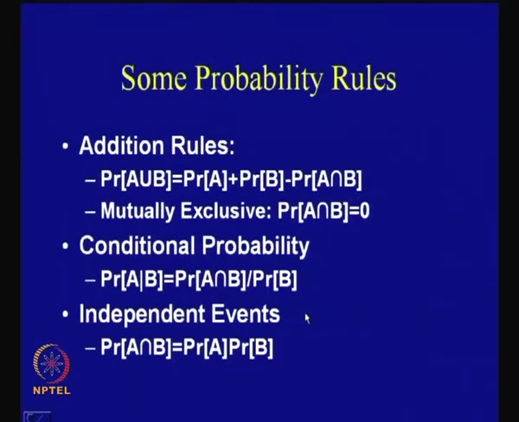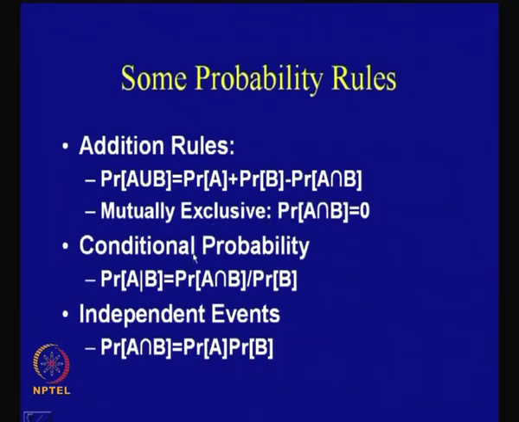Some of the very elementary probability rules are as follows. You know this, but this is a recapitulation. Probability of A union B is equal to probability of A plus probability of B minus probability of A intersection B. If they are mutually exclusive, then probability of A intersection B is 0, and therefore probability of A union B is equal to probability of A plus probability of B. This rule is often handy in giving us an upper bound: probability of A union B is less than or equal to probability of A plus probability of B, because the probability of A intersection B is greater than or equal to 0.